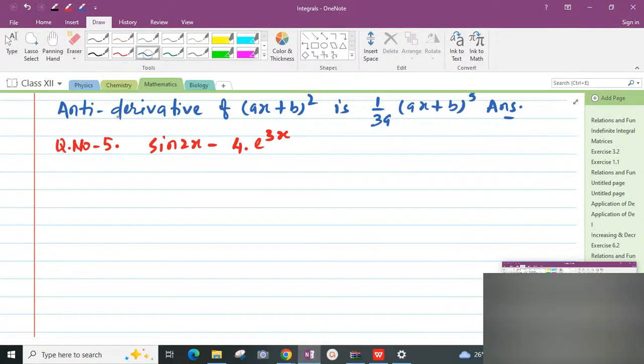Let's see the solution. We look for a function whose derivative is sin 2x minus 4 into e to the power 3x.